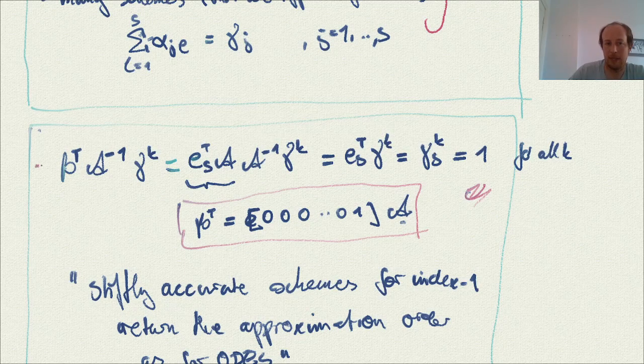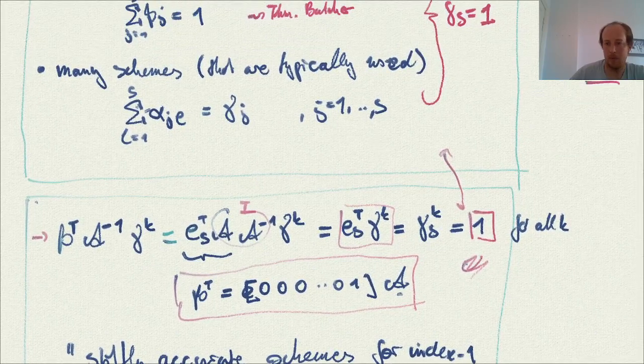We can have a look at this condition here, beta transpose alpha to the minus 1 gamma to the k. I will tell you in a second why I consider this. This is giving us that. This here cancels out to be the identity, so we are left with this here. This is the last component of the gamma, it's gamma_s to the k, and for these schemes that we consider here, this will be just 1, whatever the k is. So 1 to the k is always 1.